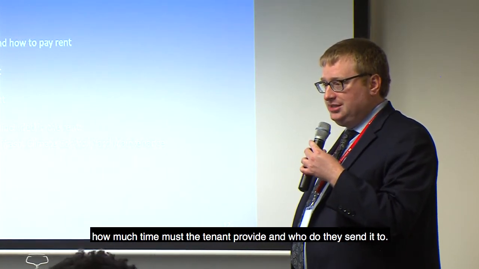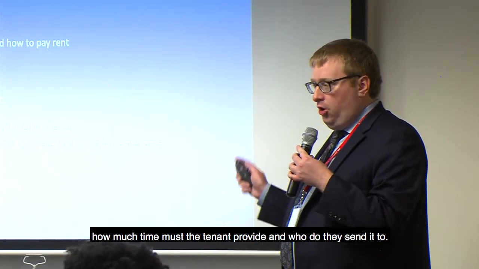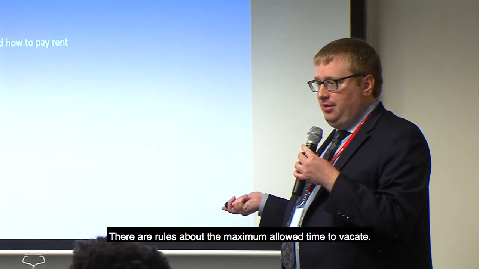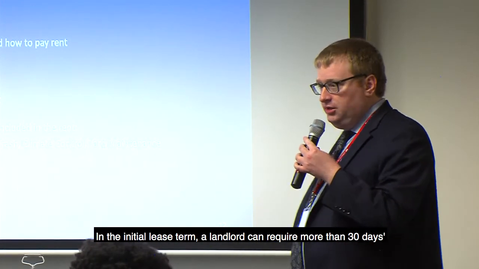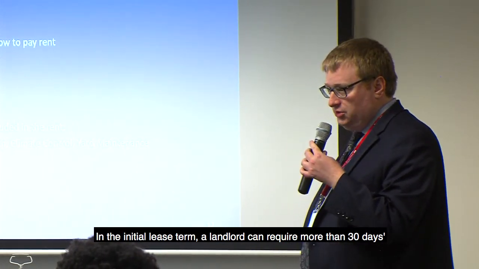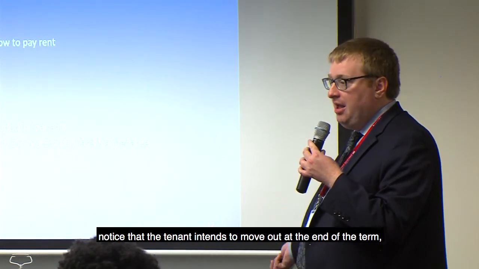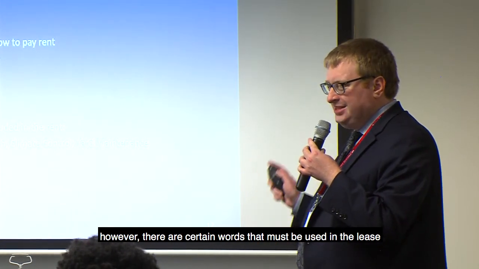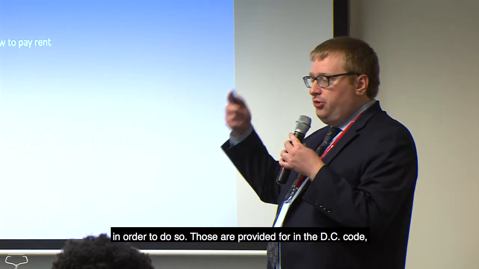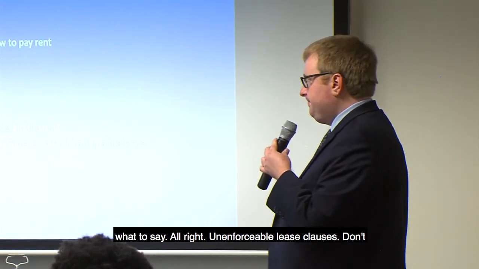Oh, one other thing to include in the lease: notice of intent to vacate. How much time must the tenant provide and who do they send it to? There are rules about the maximum allowed time to vacate. In the initial lease term, a landlord can require more than 30 days' notice that the tenant intends to move out at the end of the term. However, there are certain words that must be used in the lease in order to do so. Those are provided for in the DC code, what to say.